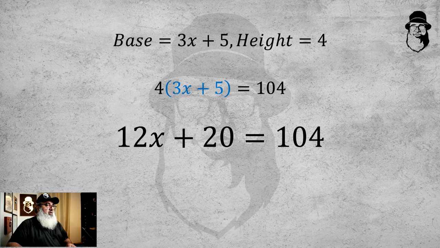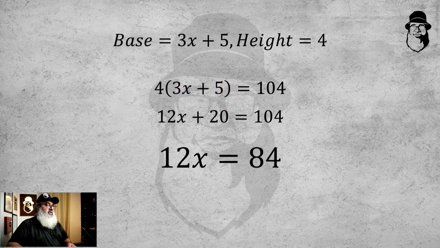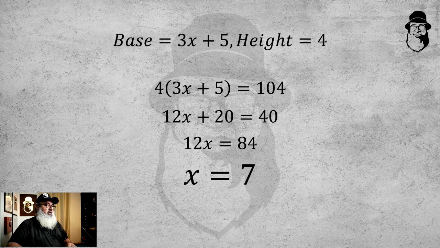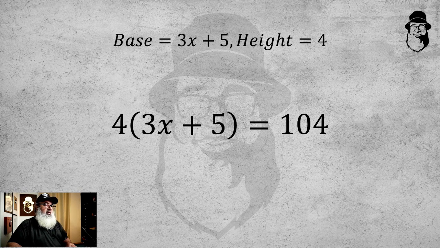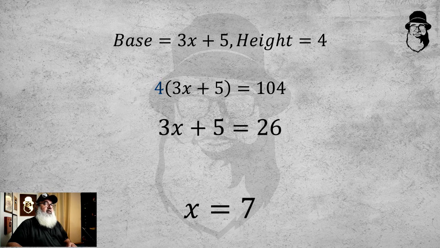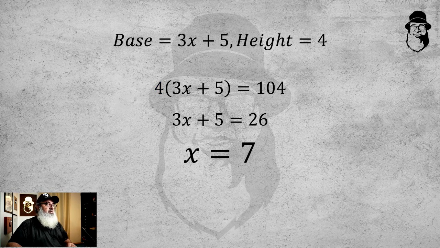So 12x is equal to 84 and x is equal to 7. Another method in solving this equation is we divide both sides by 4. This gives us 3x plus 5 is equal to 26 and x is equal to 7 as before.